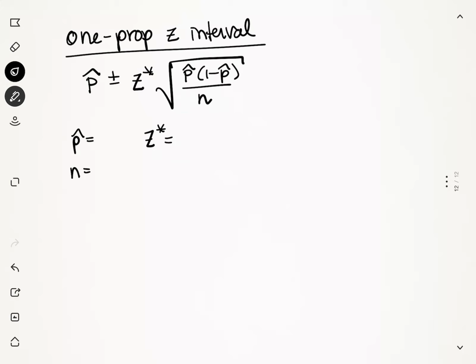Now, remember that for proportions, we only use z procedures, okay? You will never use any sort of t procedure when you are executing problems talking about a proportion or a percent here. So always use a z procedure for proportions.